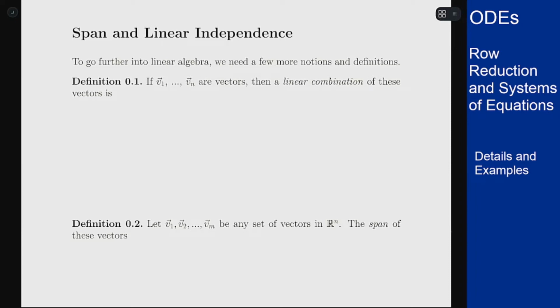In this video, we'll talk about some more terminology and definitions with regards to linear algebra topics and see how they connect to what we've already discussed previously about solving systems, in particular solving homogeneous systems.